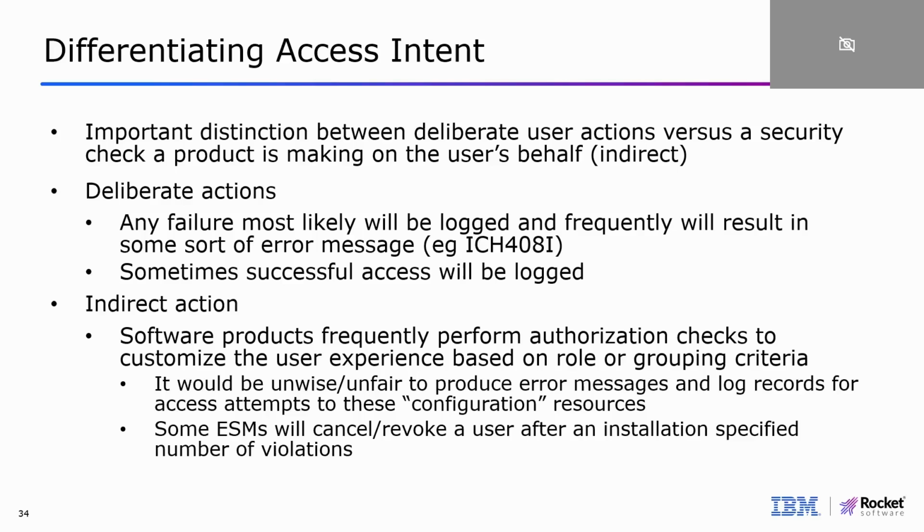A good example here is that some ESMs, ACF2 in particular, can have global options within their configuration to say that after a certain number of violations from a certain user, you're either going to cancel the user or you're going to revoke them. So if you, as a software provider, don't pay attention to that, your product could inadvertently get the user cancelled or revoked just by them trying to invoke your product. So you have to be very, very careful.